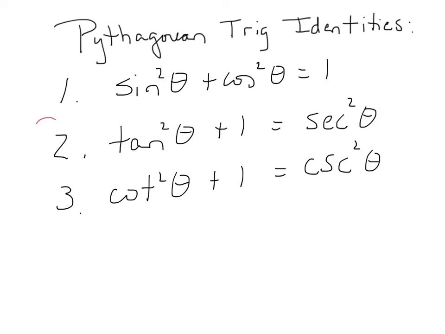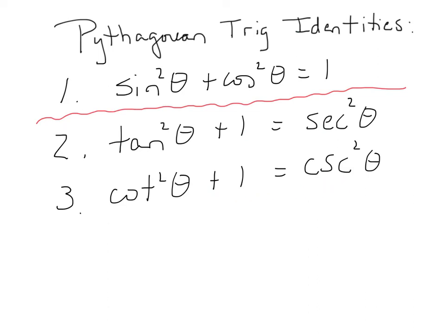What I want you to realize is that the second one and the third one are very similar in that one of them is a tangent squared plus 1, and the other one is the cotangent squared plus 1. So this is the co-function of the first, and that holds true over here on the right side also. So tangent squared plus 1 equals secant squared. If I just take the co-functions of those, cotangent squared plus 1 will equal cosecant squared. So in a way, if you can memorize number 2, you just take the co-functions and you've got number 3.